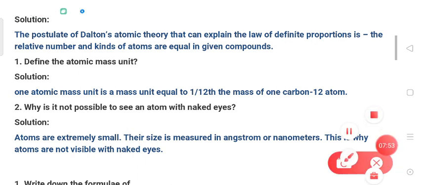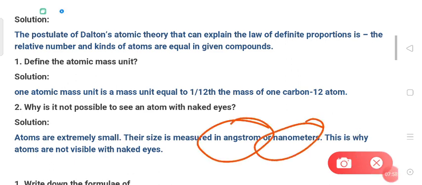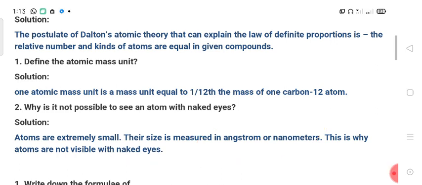Okay, next, why is it not possible to see an atom with naked eyes? Obviously, because the size of an atom is very small, that is measured in angstrom or nanometers. So that's why they are extremely small. That's why we are not able to see them.